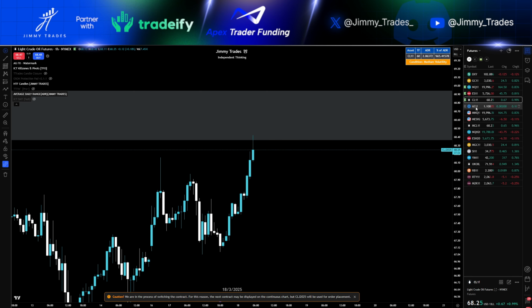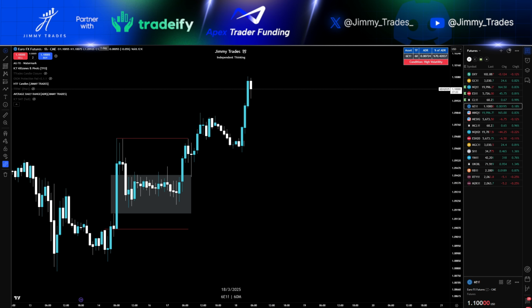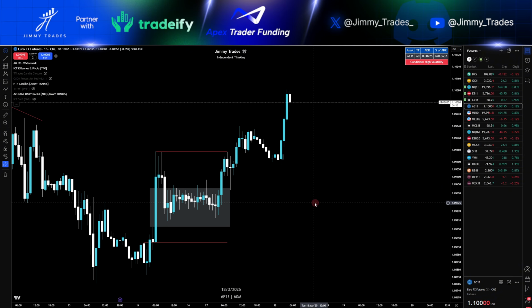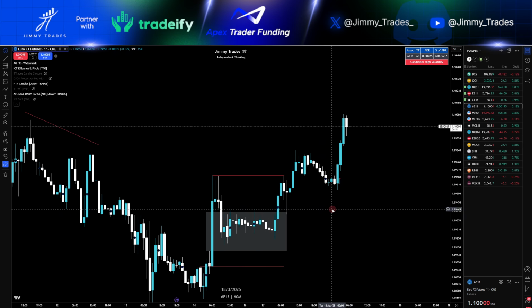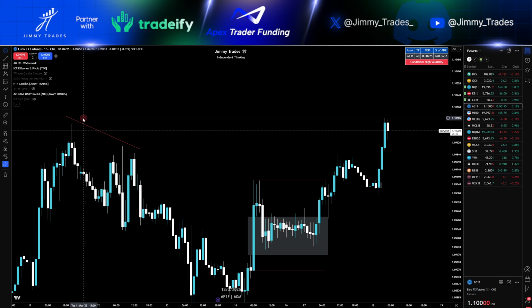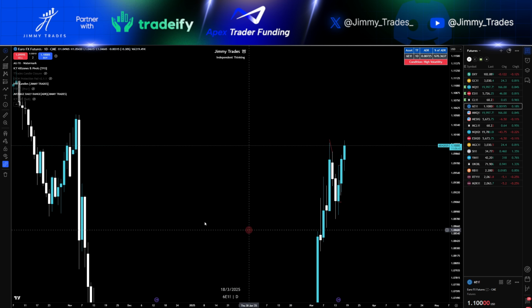All right. Euro futures. Had that period of consolidation yesterday while we're on the hourly. And look at price. Price managed to find some real legs here. We've taken out that low resistance liquidity through here as well. Let's have a look on the daily.